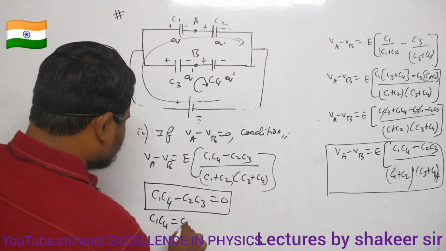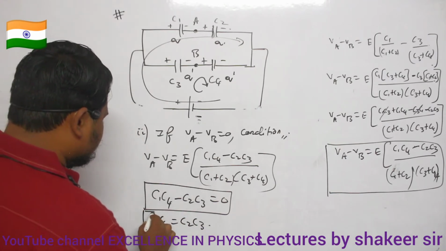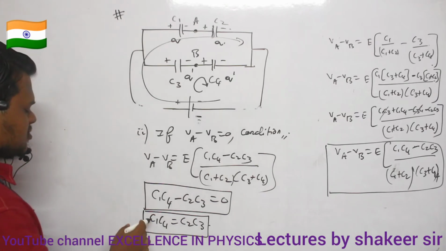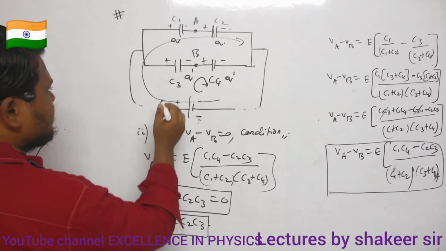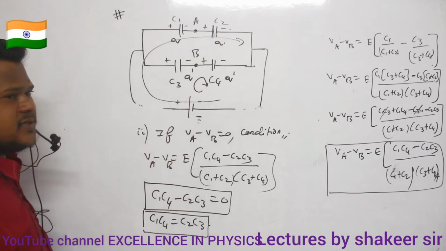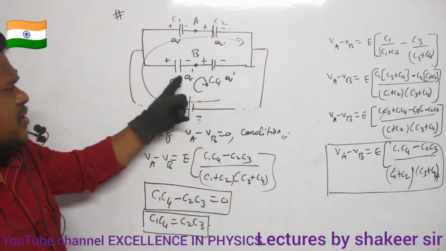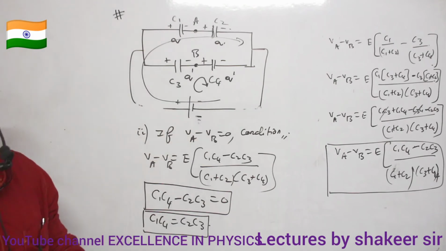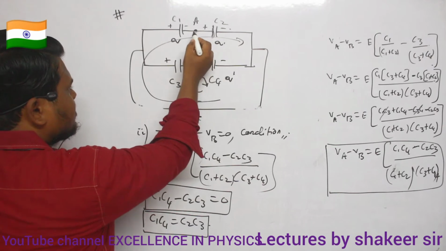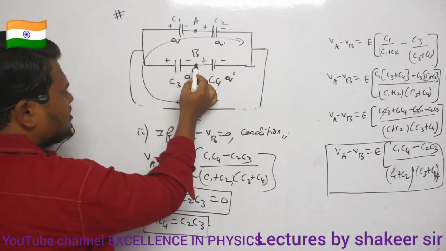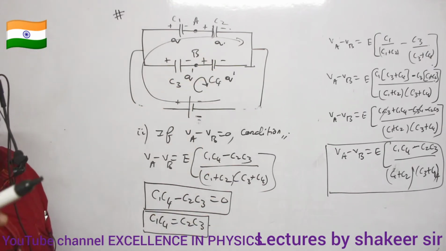And this C1 C4 can be written as C2 C3 also. So therefore this is the very important relation. So what is meant by C1, C4? C1 multiplied by C4. C2, C3 means C2 multiplied by C3. So if this product of capacitances is equal, then definitely I can say there is no potential difference between these 2 points A and B.